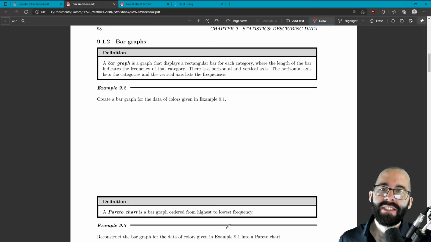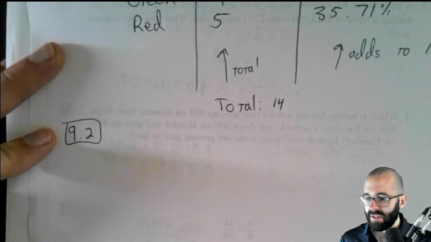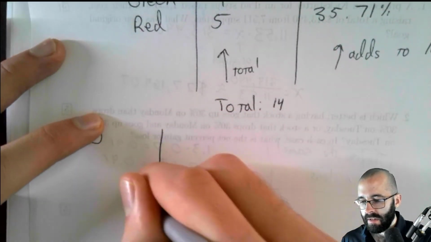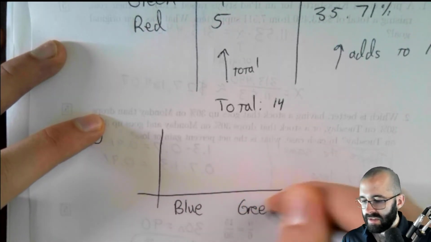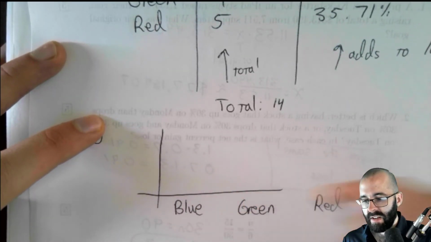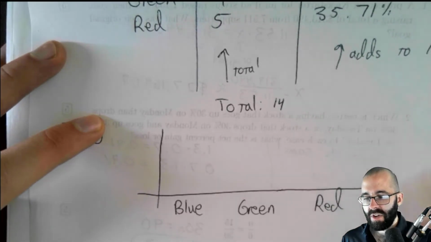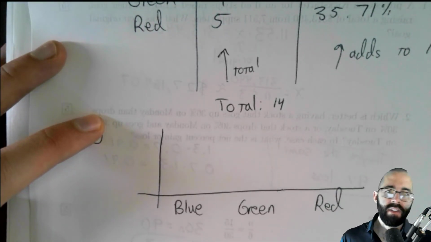So a bar graph is just very similar, but it uses a frequency table. The horizontal axis lists the categories and the vertical axis lists the frequencies. So we just basically plot the data that we've found from the previous one. To make a bar graph, we're going to have blue, green, the order does not matter, and red. That's our horizontal axis, which is always the kind of data, the categories.